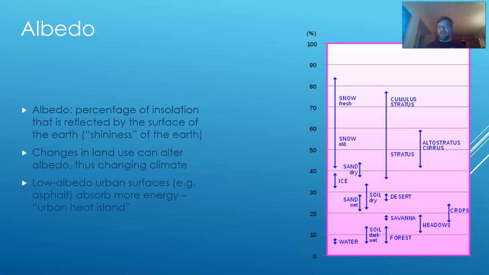So we can change the albedo in either direction. Right? We can make our land surfaces darker, lower albedo, with a warming effect. We can make them lighter colored, higher albedo, cooling effect.